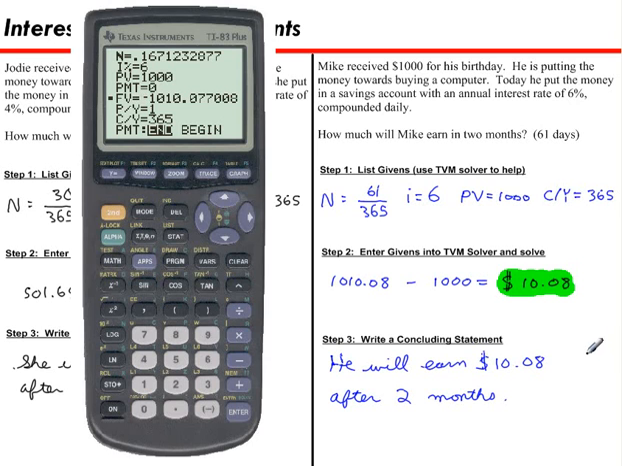Turns out after 2 months, Mike is going to earn just a little bit over $10, $10.08. And if you didn't quite get that, make sure that you did your N correctly, dividing 61 by 365 to turn N into years. And check all of these numbers that I entered into the TVM solver. Make sure you had the same thing. $10.08.